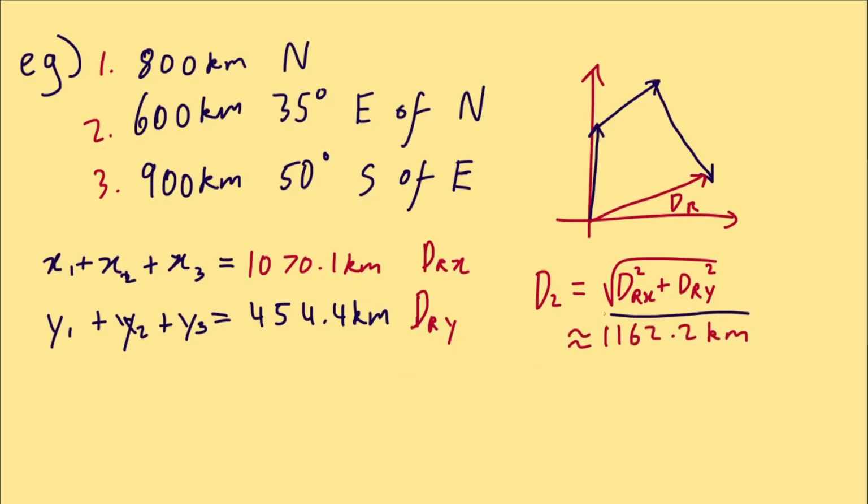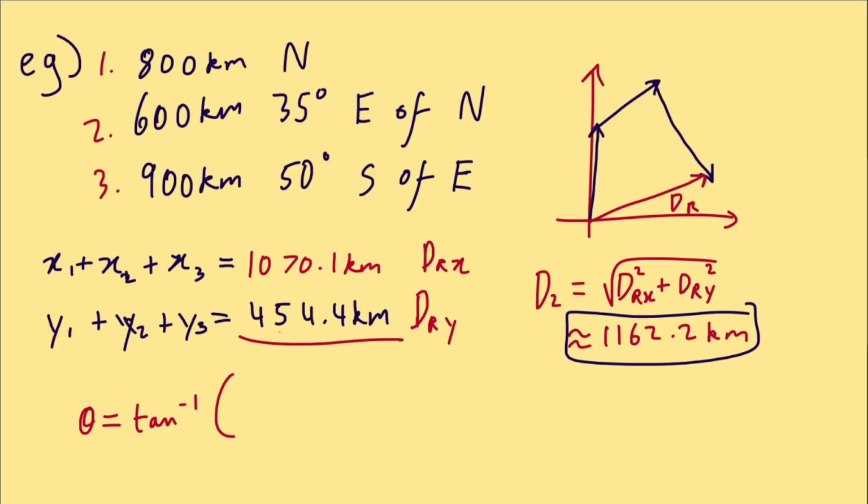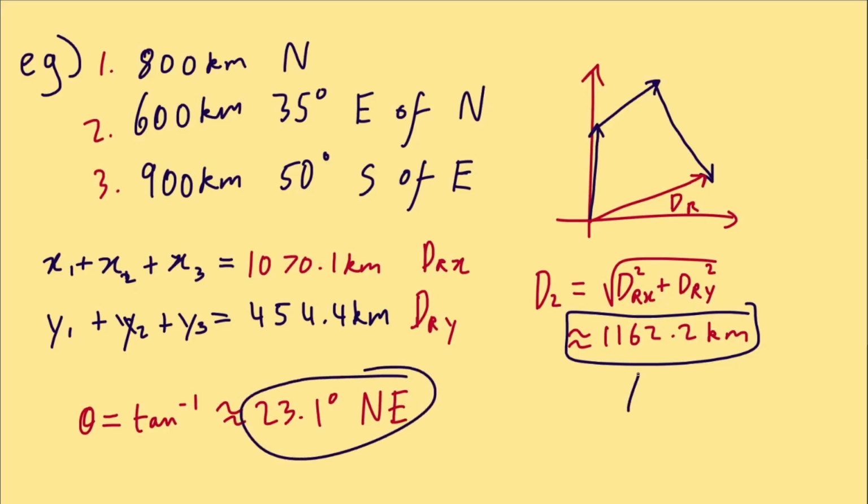1162.2 kilometers. The direction, remember we just used tangent. So the Y over X, which is 450 over 1000. And this is roughly equal to 23.1 degrees northeast. So there we go, direction and magnitude. Now we've just gone through some very heavy addition stuff. So we're going to move on to subtraction and multiplication now.